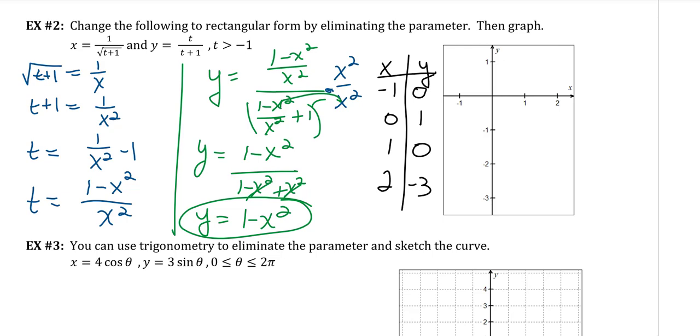So our curve is going to look like this. So we're at -1, 0, and then we're at 0, 1, and then we're at 1, 0, and then we're at 2, -3. And this should look like a concave down parabola from the looks of the equation, which it does. So we're going to have a curve that looks like this, and will of course continue. So here's our orientation of our curve, like that.